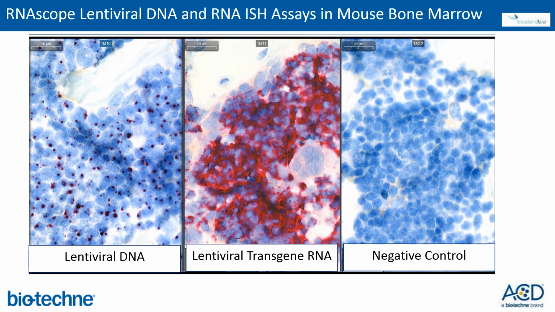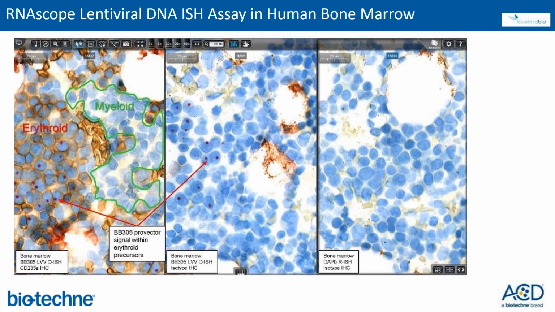So in this case, Bluebird actually preferred to use the DNA-ish assay as a means of detecting and quantifying the numbers of cells present in the bone marrow which had been transduced with their lentiviral transgene. The same assay has been used and can be used in human bone marrow biopsies, shown here, similar assay, but in patients following treatment with a cell therapy where the cell therapy is being delivered by lentiviral vector, detecting transduced cells with a probe to detect the lentiviral DNA.